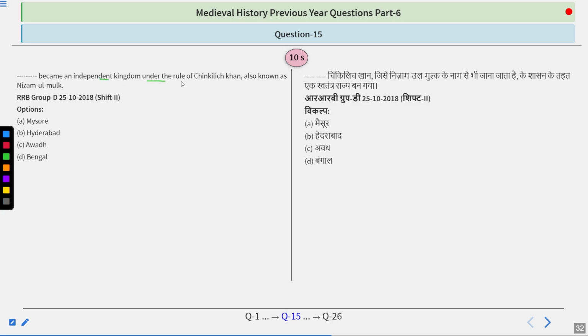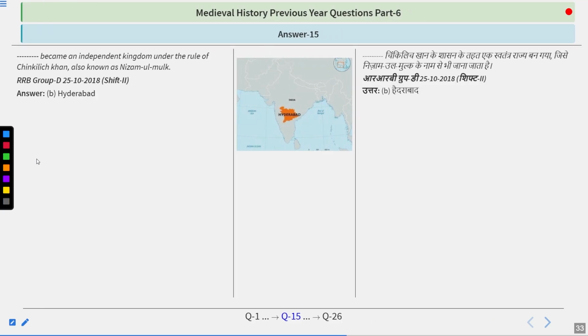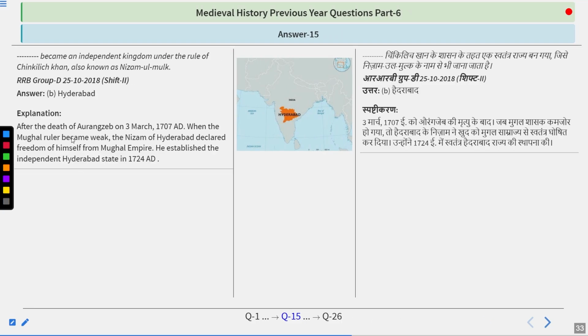Dash became an independent kingdom under the rule of Chin Qilich Khan, also known as Nizam ul Mulk. Options are Mysore, Hyderabad, Awadh, or Bengal. Very easy question. If you have figured it out, just try to find out the answer once again. Then, if I just give you a hint, Nizam is a word that is mostly associated with only one word that is called Hyderabad. So by that you can figure out this question.